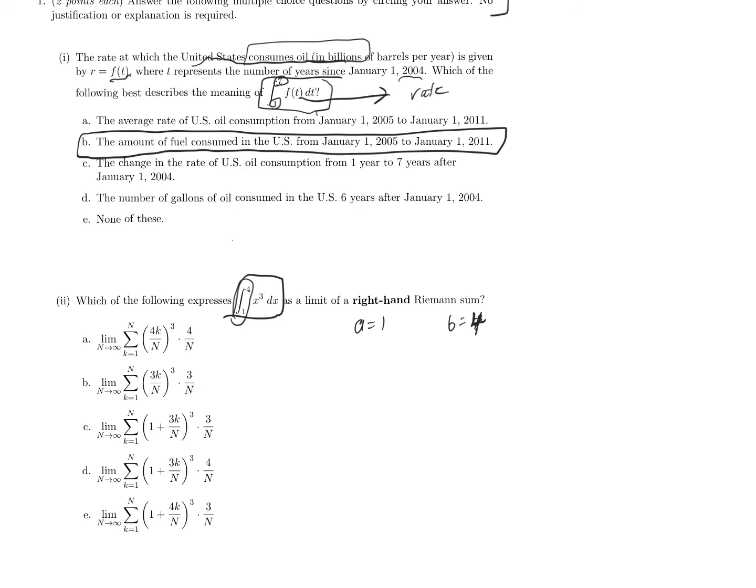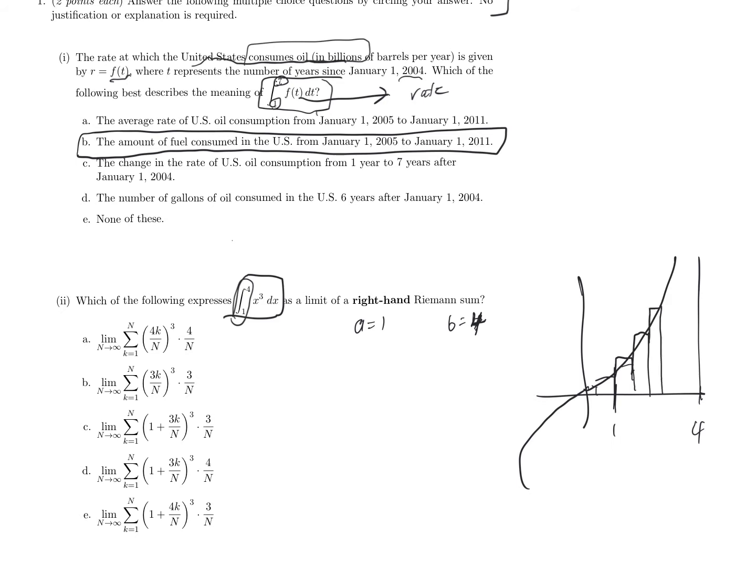So the width, I'm going to draw a picture of this. The width of each little rectangle, we're starting at 1, we're going to 4, and we're breaking this up into a whole bunch of little right-handed rectangles, like so. The width of each one of these rectangles, I'm just going to call delta x, but what will delta x be? It's going to be 4 minus 1 divided by the number of rectangles I'm breaking it into, or 4 minus 1 over n equals 3 over n.